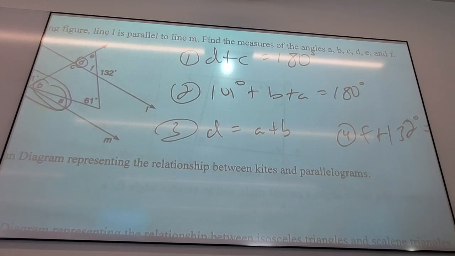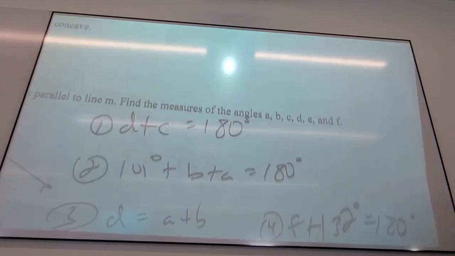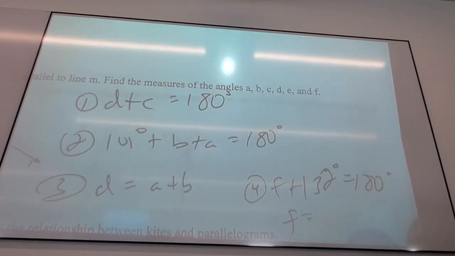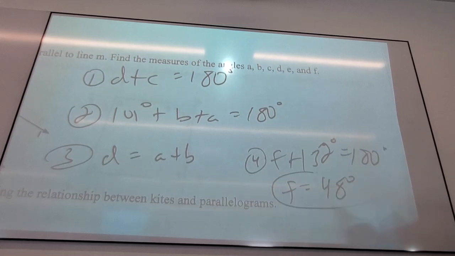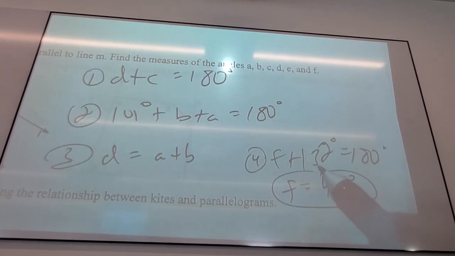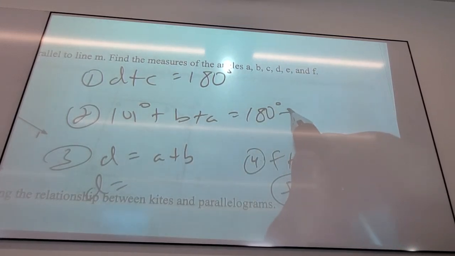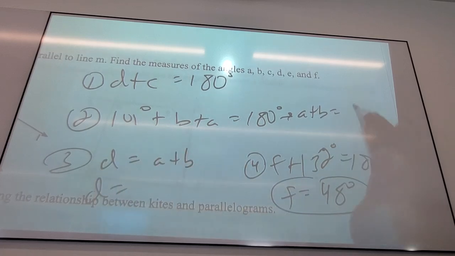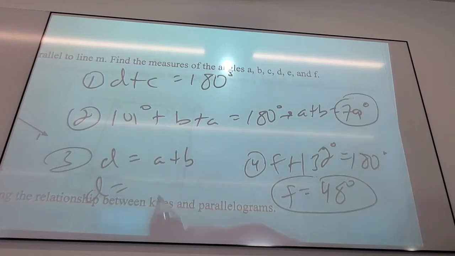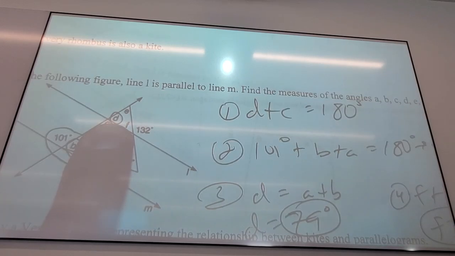I like this. I think most of you guys are working that problem. I like it. So what is F? 48 degrees. And what is A plus B, if you solve for A plus B? 79 degrees. So what's D? 79 degrees. So now I know D and F.